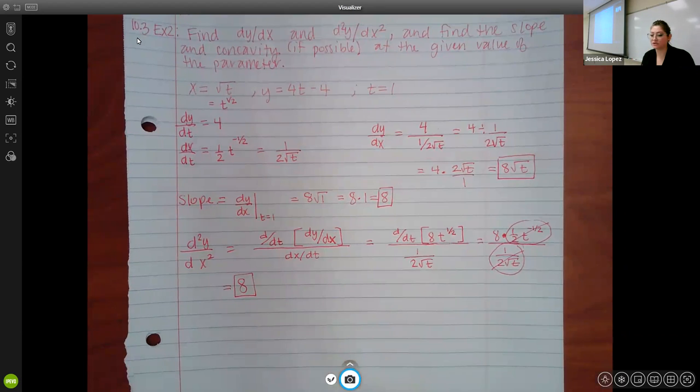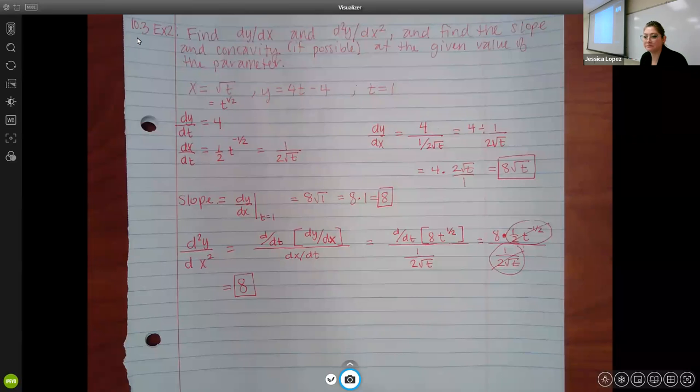And what we end up with is just 8. I could have done more algebra, right? I could have kicked that t downstairs with the house. I could have multiplied by the reciprocal at the bottom, a bunch of algebra, but essentially it would have still ended up with 8.